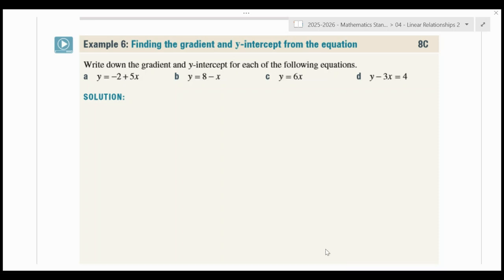Alrighty, folks, we are looking at gradient and y-intercept from an equation. Now, when we have the equation in a particular form called the gradient-intercept form, it's really straightforward. You're just going to read off the equation and all the information's right there. So the gradient-intercept form looks like this: y equals mx plus c, where m is the gradient and c is the y-intercept. So all we have to do is make sure it's in that form and we're fine.